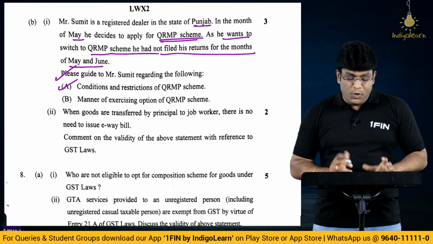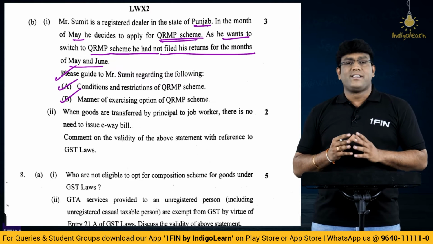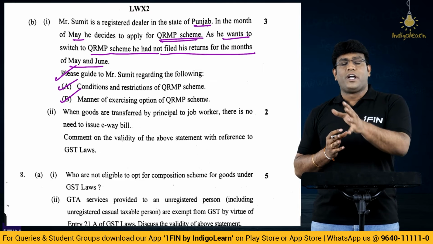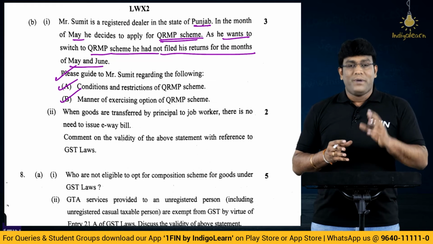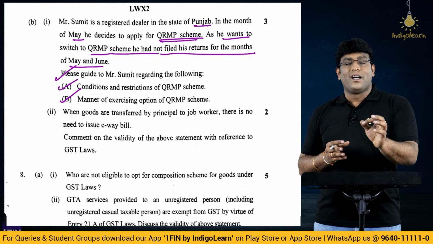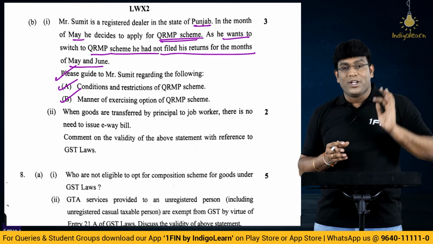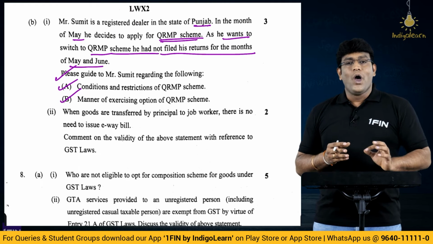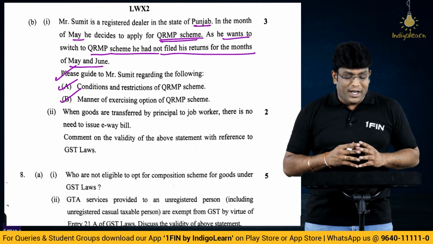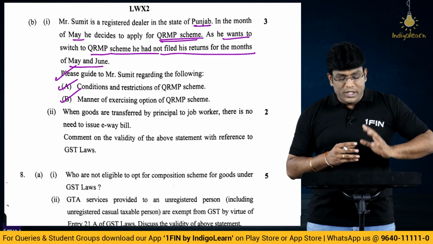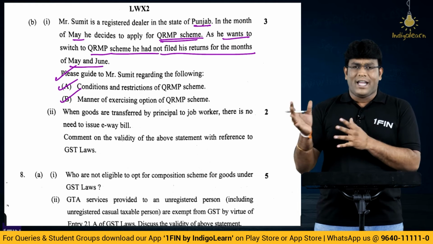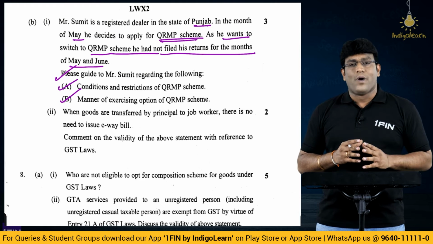Condition and restrictions of QRMP scheme, manner of exercising QRMP scheme. We know that in order to exercise for QRMP, we have to exercise when, my dear friends? Between the first day of the second month of the preceding quarter till last day of the first month of the current quarter, we have time for exercising for QRMP. And we all know the story of how to exercise online. We have an option for exercising for QRMP scheme.